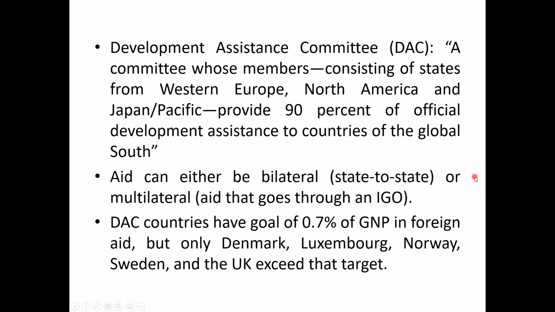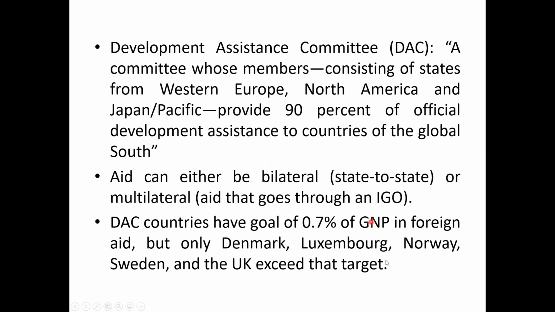So the Development Assistance Committee, or DAC, is a committee whose members consist of states from Western Europe, North America, and the Japan Pacific region, and they provide 90% of official development assistance to countries of the global south. So these are your richer countries who provide most of the help to the global south. Aid can be either bilateral, so state to state, or multilateral, that goes through an IGO. So Canada, for example, can give money to an individual state as aid, or it can give money to, say, a UN program that will give aid to multiple different countries.